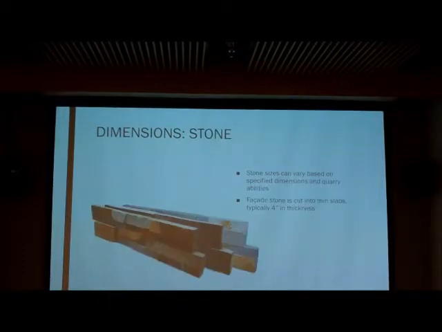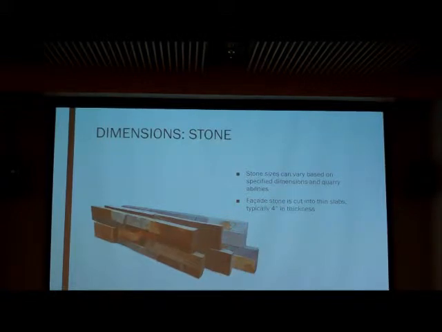And then the last is stone. Stone has the most variance because obviously you can order whatever size you want. And then you can either buy them in just full blocks and use them more for structure, or you get sheets of them and use them as a facade covering.